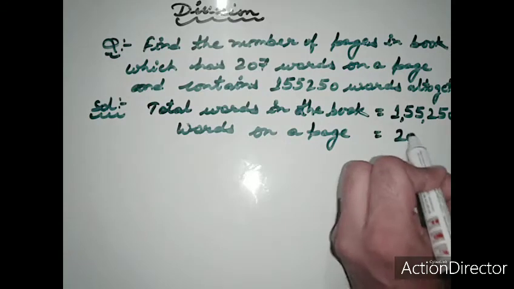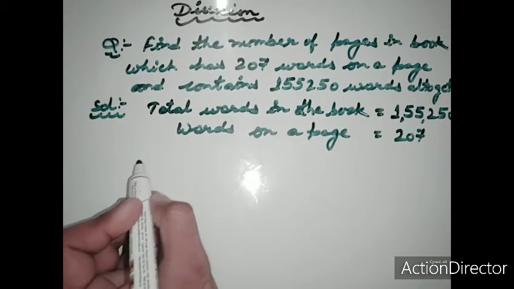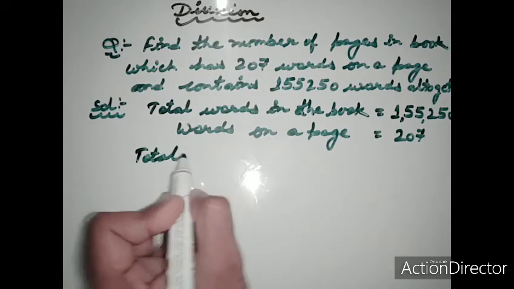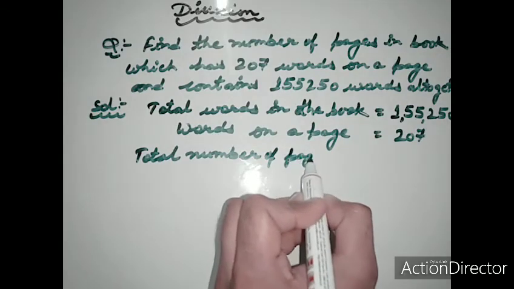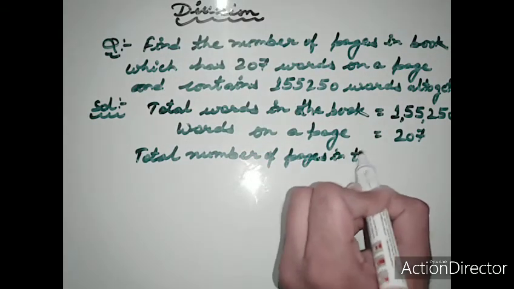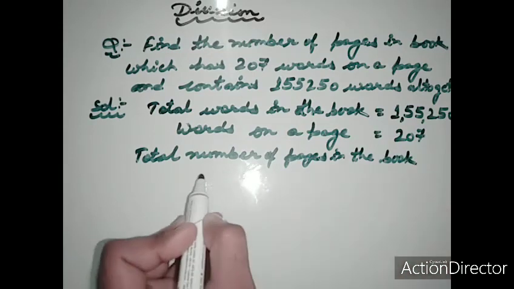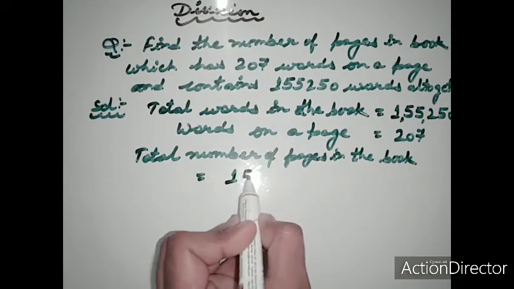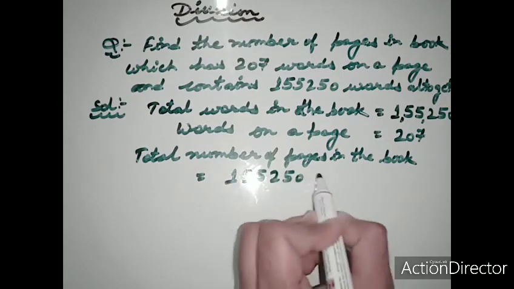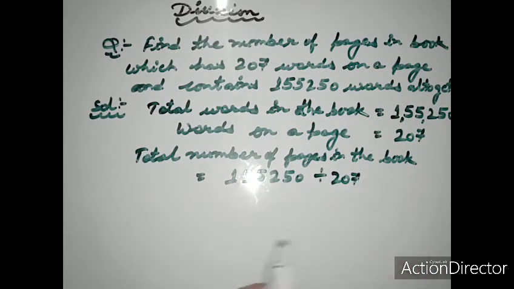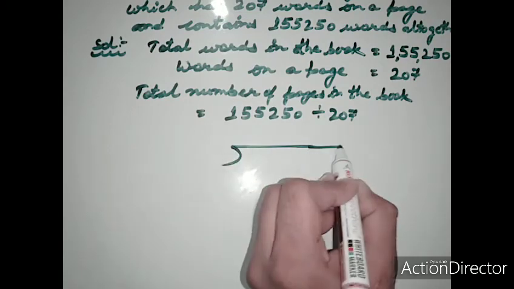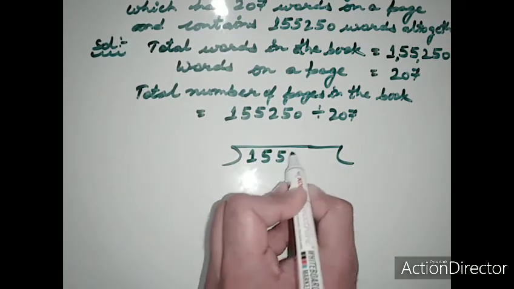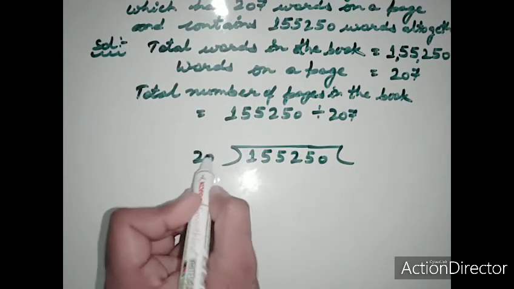Now here we write words on a page is equal to 207. Now we find total number of pages in the book is equal to 1,55,250 divided by 207, right? So here we use the basic method of division. Here we write this dividend and here we write the divisor.